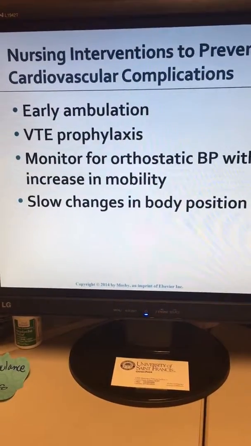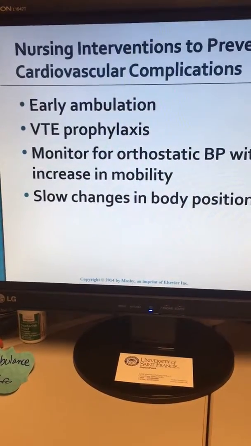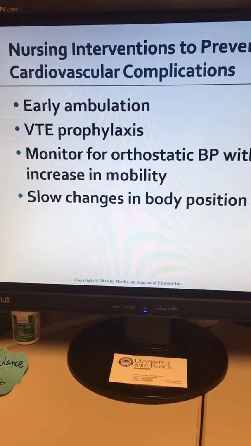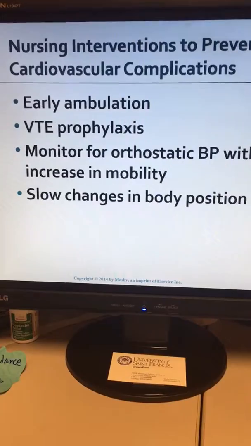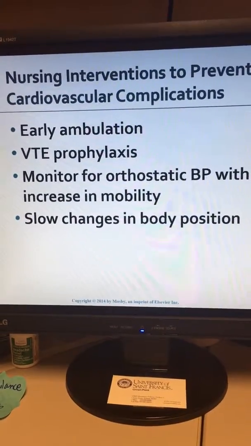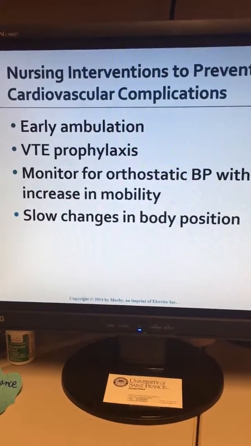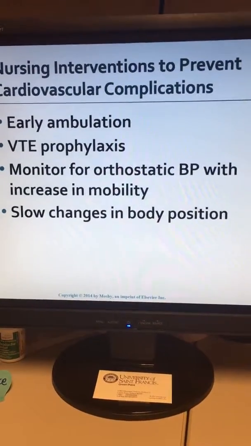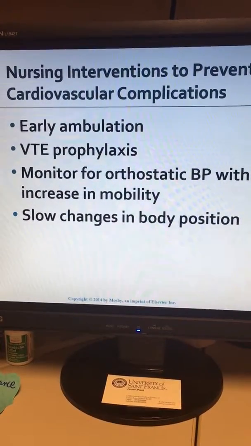So slow changes in body position. We don't want them to get up and jump right out of bed and start walking. We want them to slowly change body positions. Sit up and dangle at the side of the bed for a little bit first. And if that was too difficult, then we're going to put them back in bed for an hour and try again later and move on.